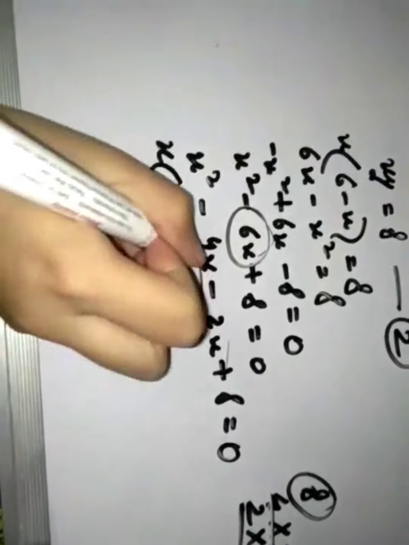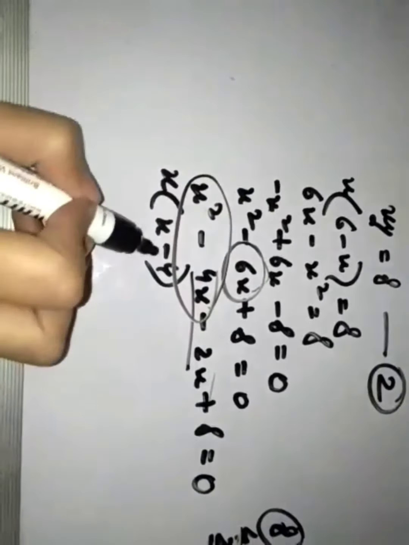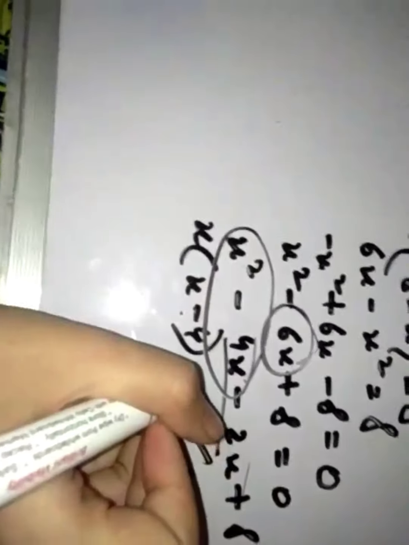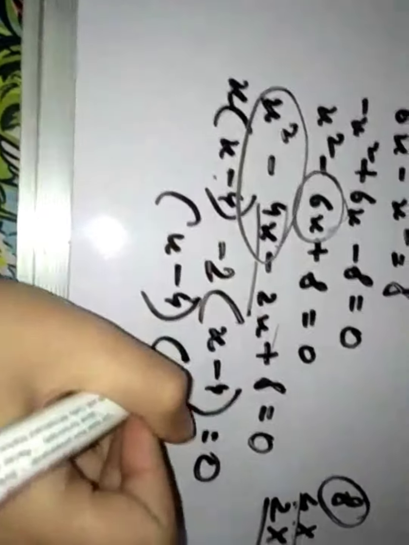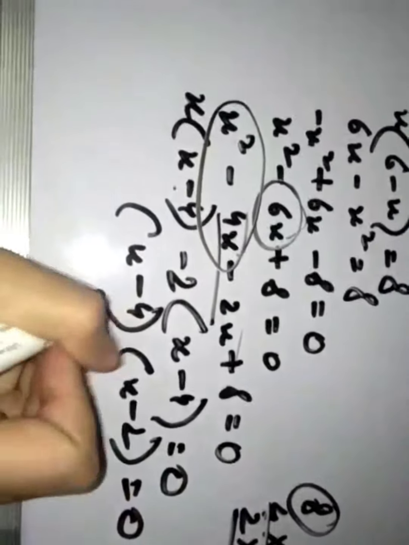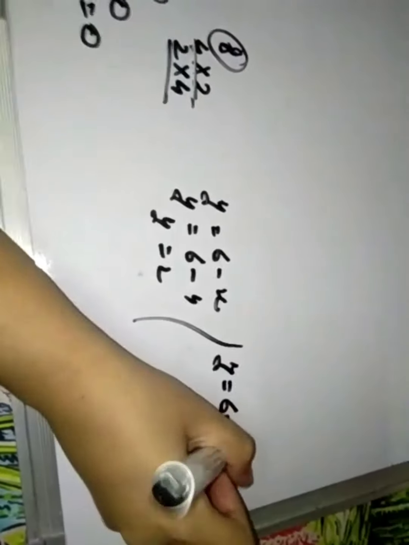From these two terms we will take x common, and from these, minus 2 common. (x minus 4)(x minus 2) equals 0. The value of x equals 4 and 2, and we can substitute the value of x in y. y equals 6 minus x, y equals 6 minus 4 equals 2, and y equals 4. So let's see the next example.